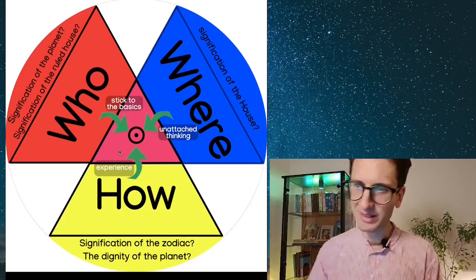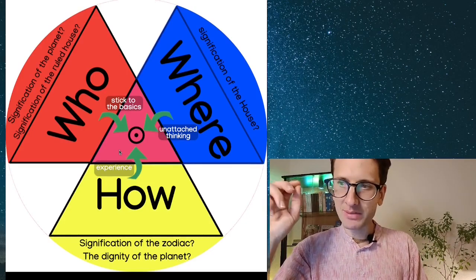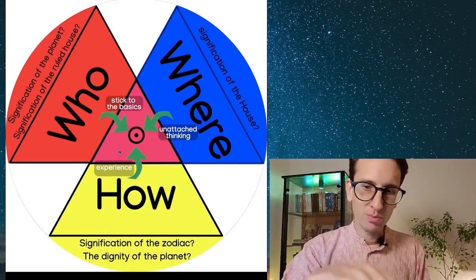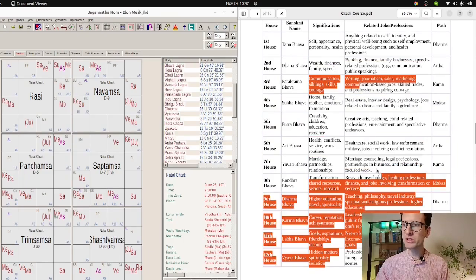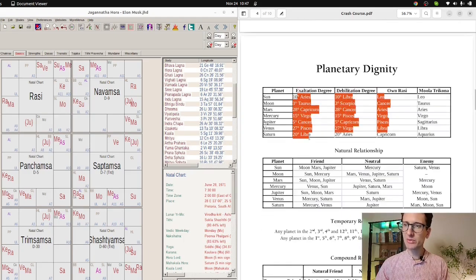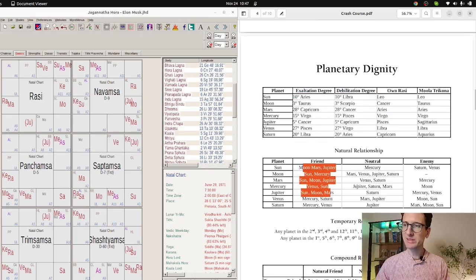So one is to stick to the basics. That means always go back to the original textbooks. So the original texts. In Vedic astrology, everything is written in Sanskrit in the literature, and they say the sun is like this, the moon is like that, the Mercury is like this. Here, these tables, this information, this is all coming from the Vedic literature. The Vedas, they say this. They give these degrees. They say these relationships.